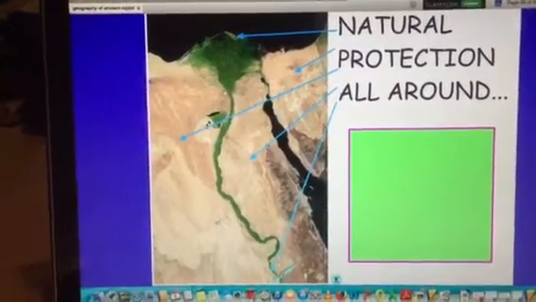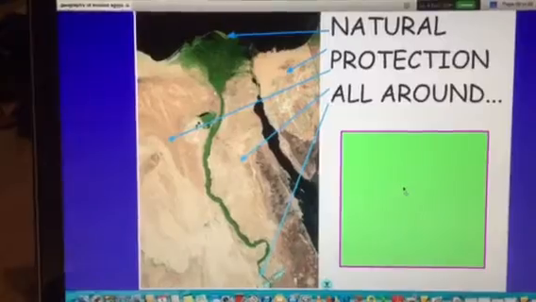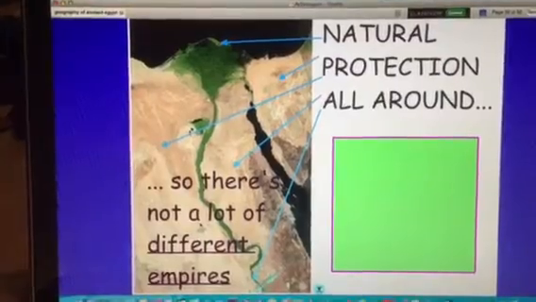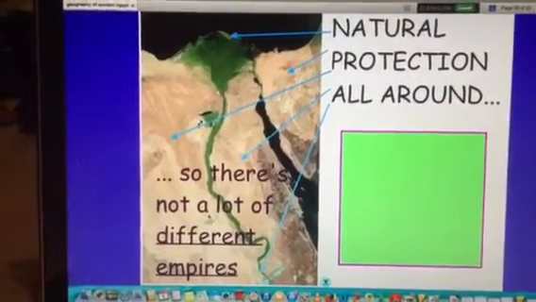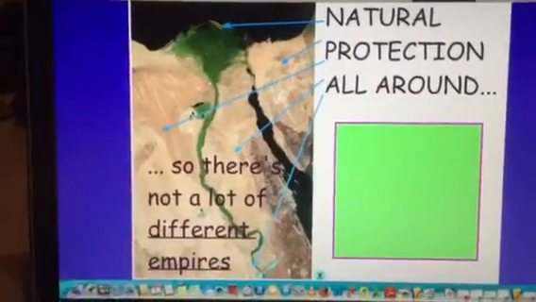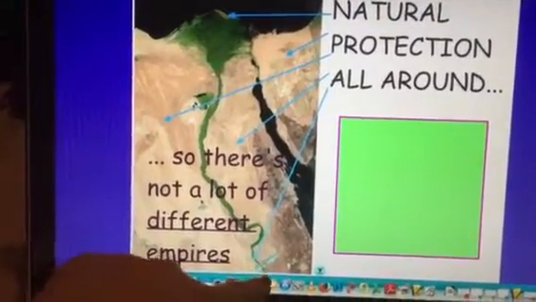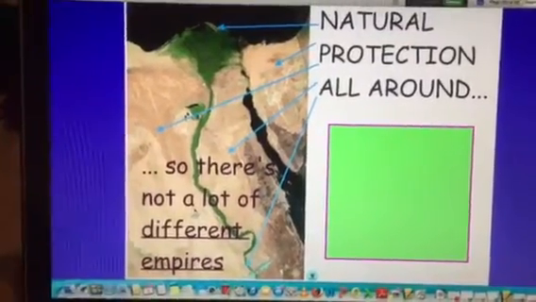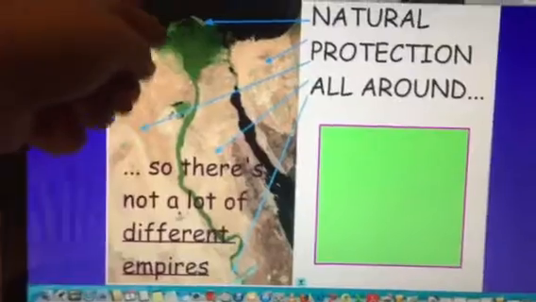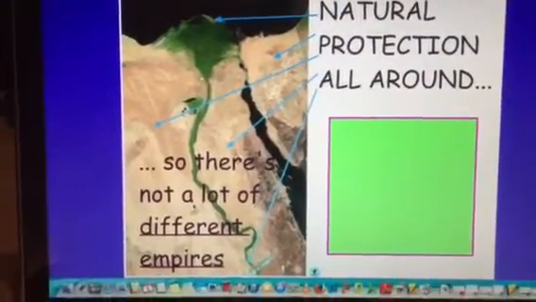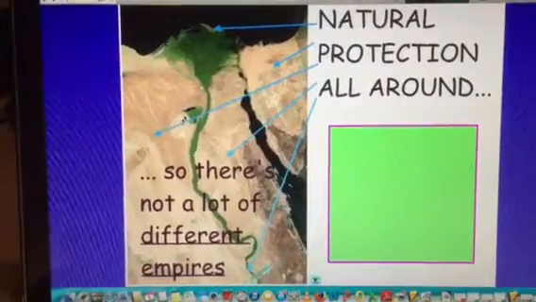Okay, so there's natural protection all around. So, there's not a lot of different empires because you didn't have people wanting to cross 2 or 3 deserts to get to Egypt. You didn't have people trying to go across the cataracts down here in the south. It was too dangerous, right? They didn't have the technology to do that yet. And then coming in from the Mediterranean Sea, there's no harbor. Ships couldn't come in. They'd get stuck in the swampy marsh of the delta. So they were pretty well secure all around. So they only had the one empire in Egypt.